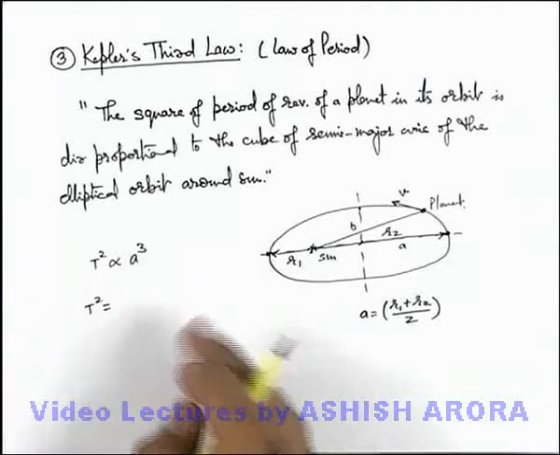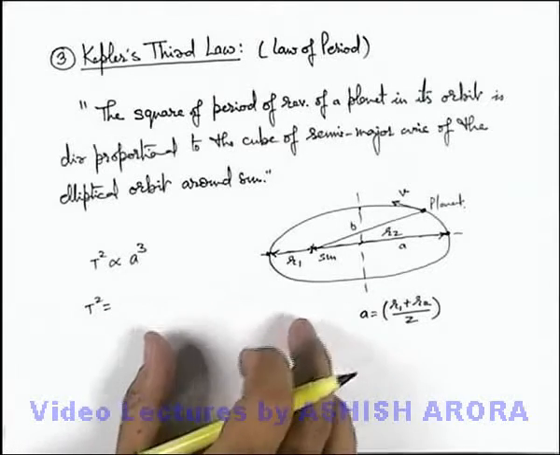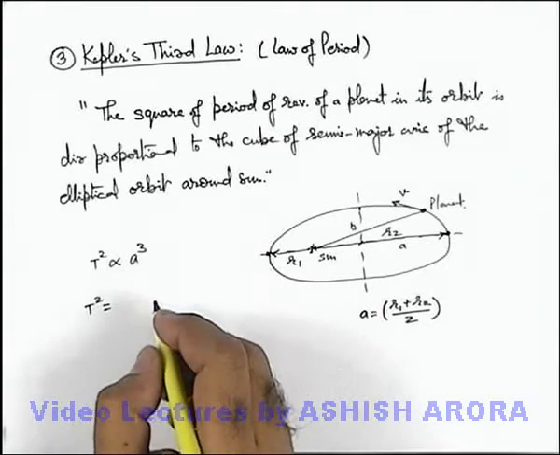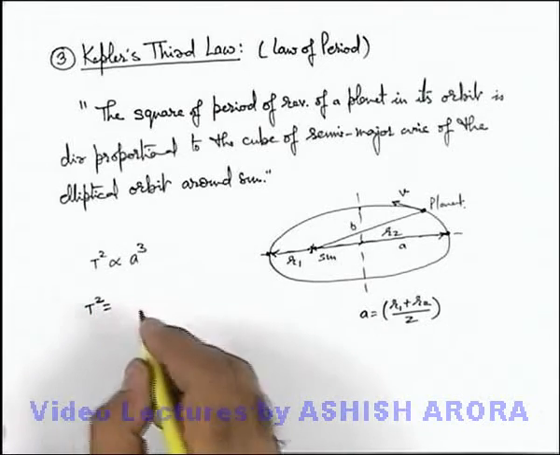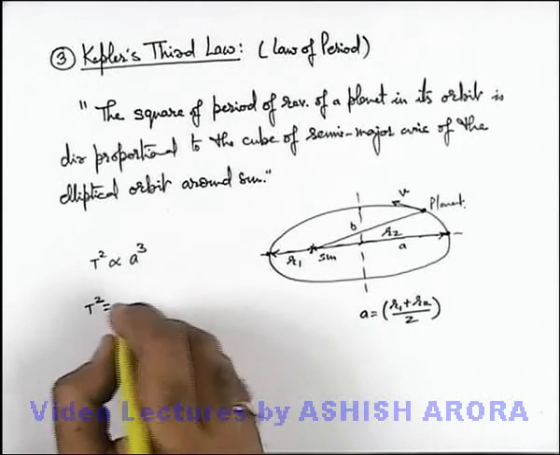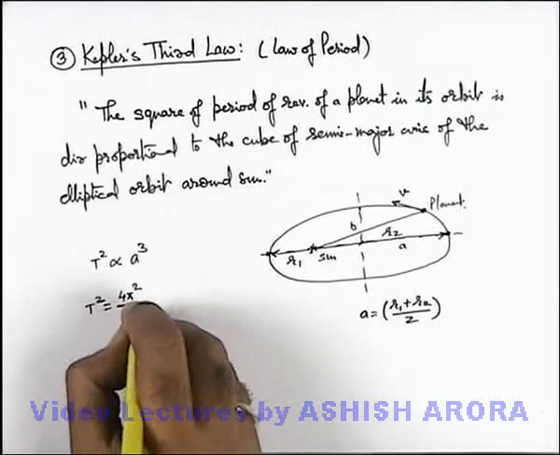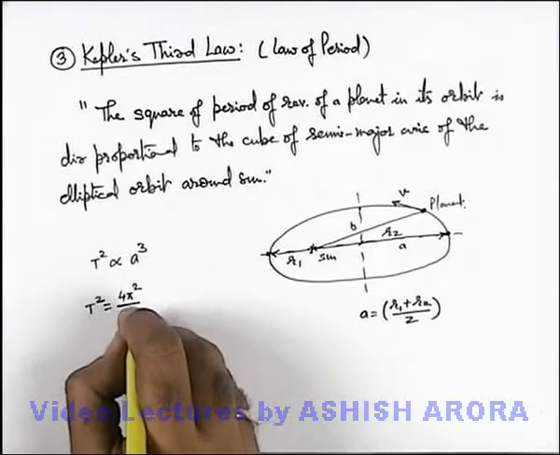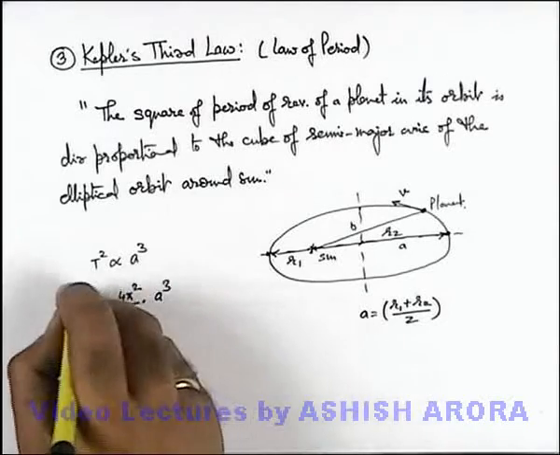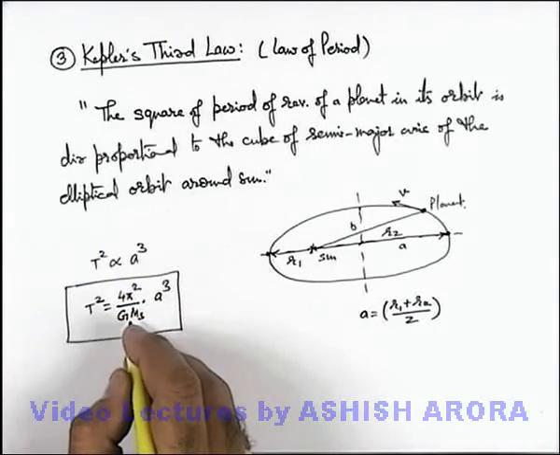Right now I am not deriving the constant of proportionality as it is out of the syllabus, or you can say out of the scope of this particular lecture. But if you wish, you can go through the Physics Galaxy part of gravitation, where the whole derivation is given. The constant is obtained as 4 pi square by G Ms, where Ms is the mass of Sun, multiplied by A cube. So the constant of proportionality is given as 4 pi square by G Ms.